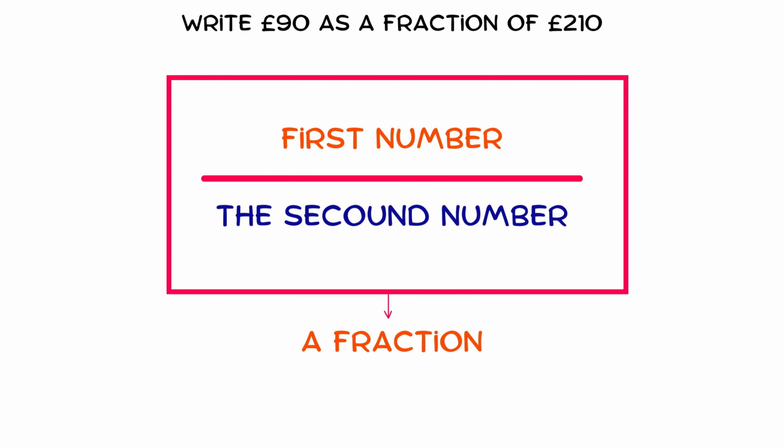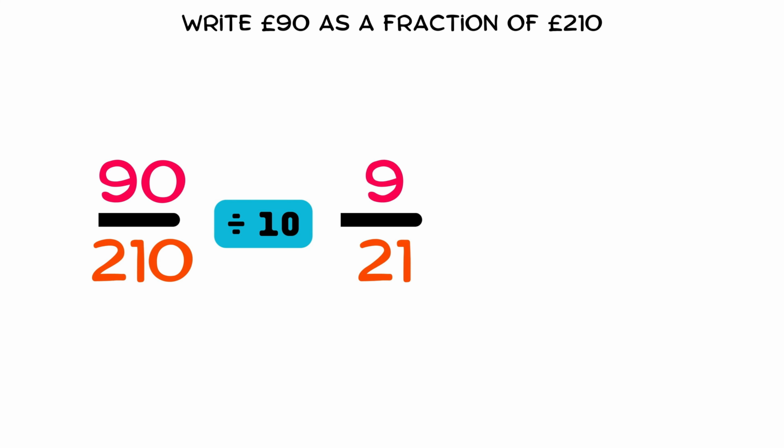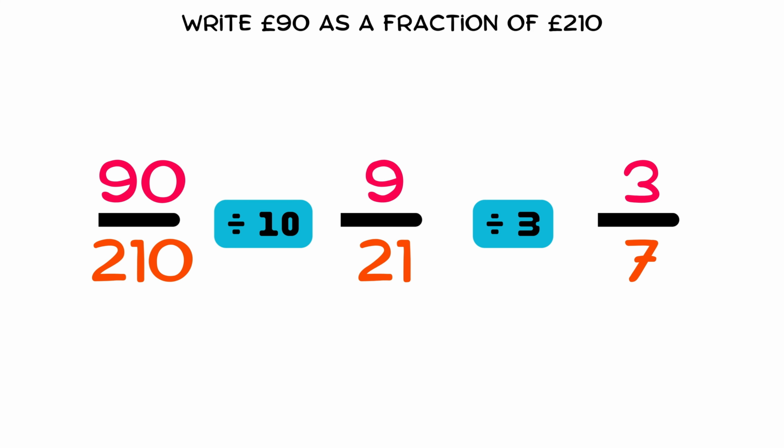Now, to write one number as a fraction of another number, like 90 pounds as a fraction of 210 pounds, we just put the first number over the second number to make a fraction, and then we simplify the whole thing down as much as we can. So here we're to do 90 over 210, and then simplify it by dividing top and bottom by 10 to get 9 over 21, and then by 3 to get 3 over 7. So 90 pounds is 3/7 of 210 pounds.